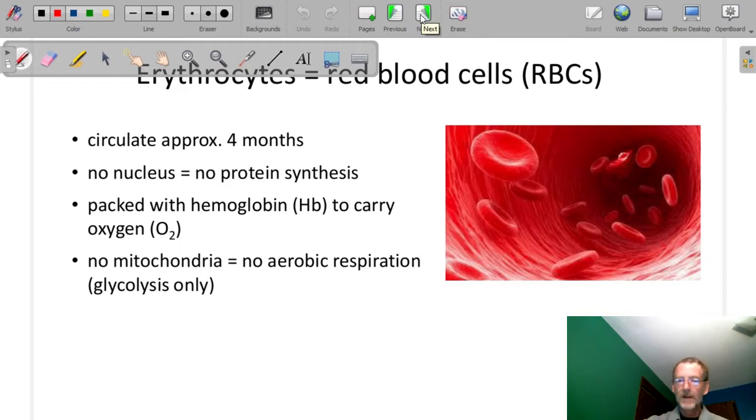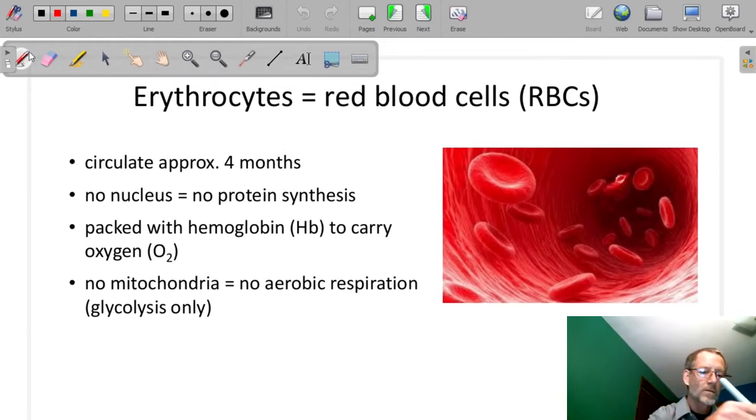So some notes on red blood cells. Again, they circulate for approximately 4 months, then they wear out. No nucleus, so they can't do any protein synthesis. They're packed with hemoglobin, and this is the abbreviation that we're going to be using for hemoglobin throughout. It's quicker to write, quicker for you to take notes. And hemoglobin's function is to carry oxygen, molecular oxygen, O2. There are no mitochondria, as I mentioned, so they are incapable of aerobic respiration. They can do glycolysis only.